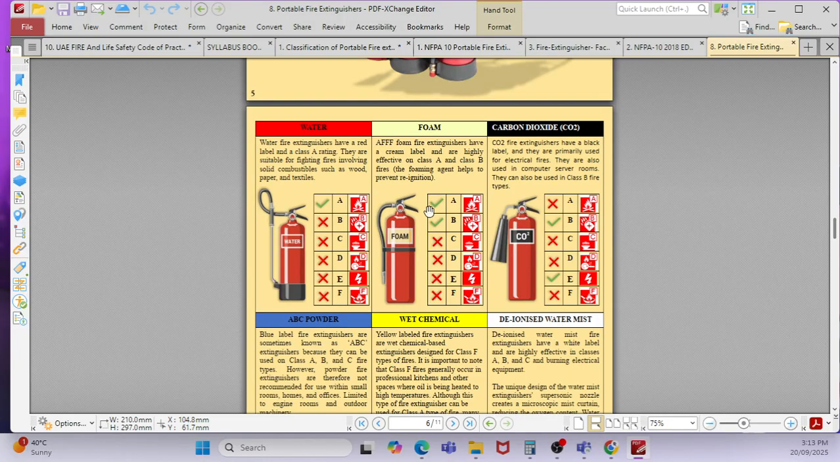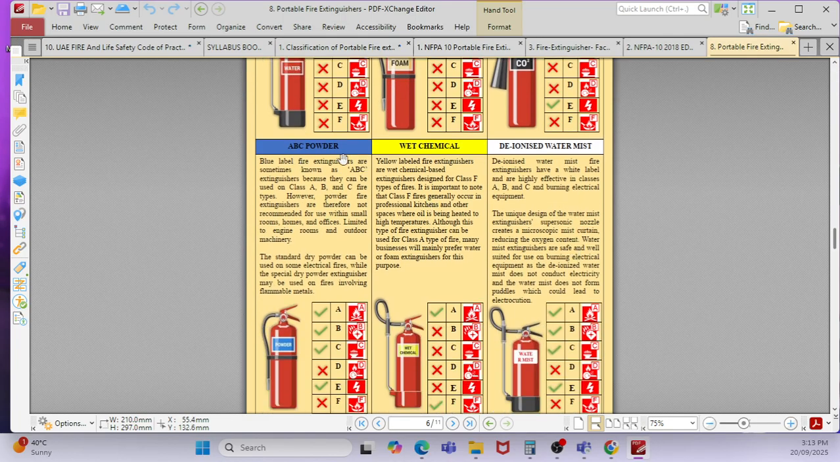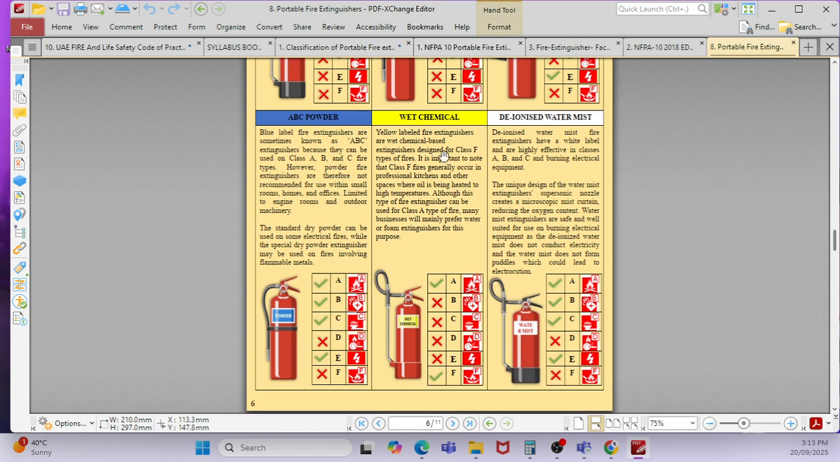Foam you can use for A and B. What do you have inside the foam? It's like AFFF foam fire extinguishers, a foam chemical. Then you have carbon dioxide. Where can you use it? B and C. Then ABC powder, where you can use it. Wet chemicals.